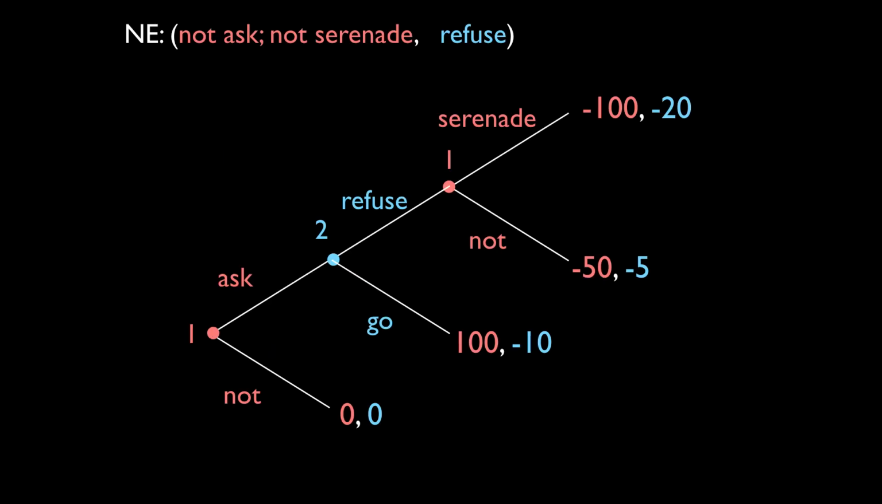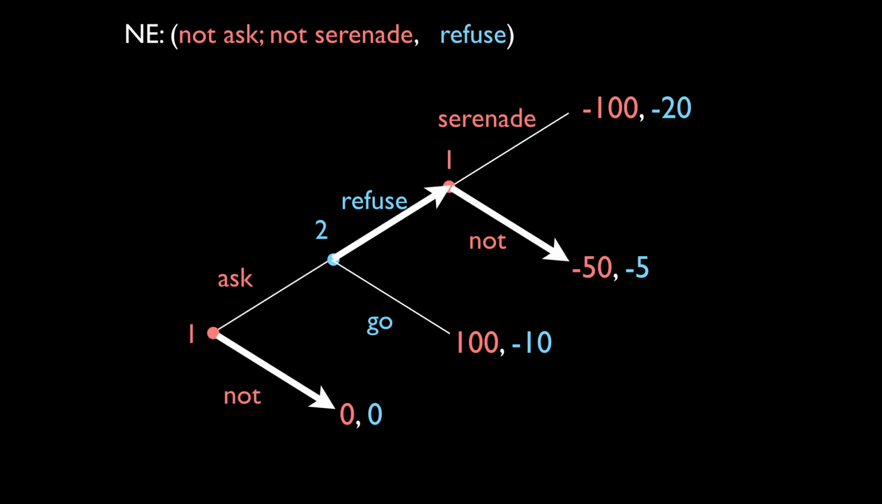Let's look at the next one: not ask, not serenade, and refuse. Let's check. Is this subgame perfect? In this subgame, is person 1 playing the Nash equilibrium? Yeah, 1's choosing -50 over -100. Now let's look at this subgame here. Is 2 choosing the best response? 2 is getting a -5. If 2 were to deviate, 2 would get -10. So is 2 doing the best response? Yes.